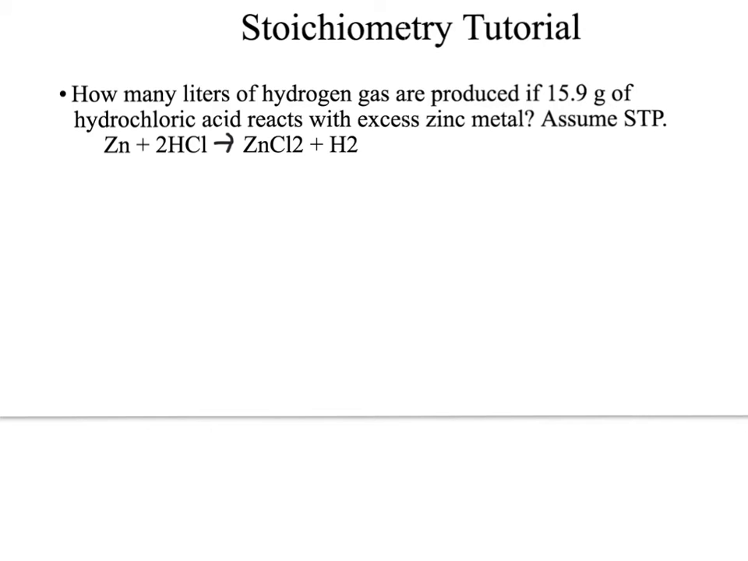So let's get started. Luckily, we already have a balanced equation. So it says how many liters of hydrogen gas are produced if 15.9 grams of hydrochloric acid react with excess zinc metal. So when we see excess zinc metal, we can know we're not going to be using that. When we see this word, how many liters, we know that we're going to have to use that 22.4 liters per mole.